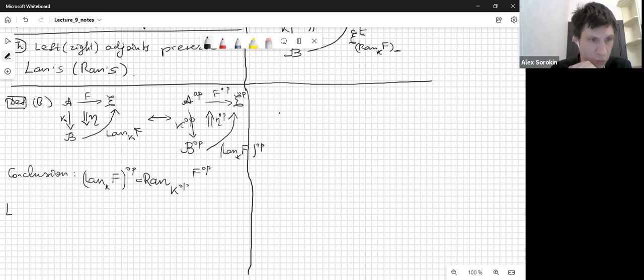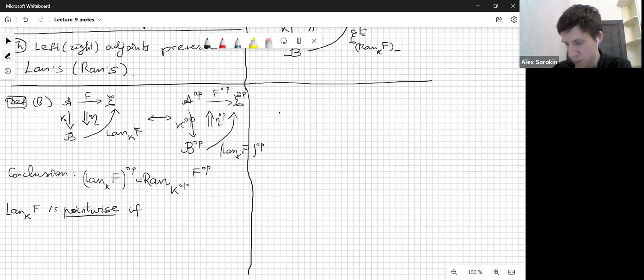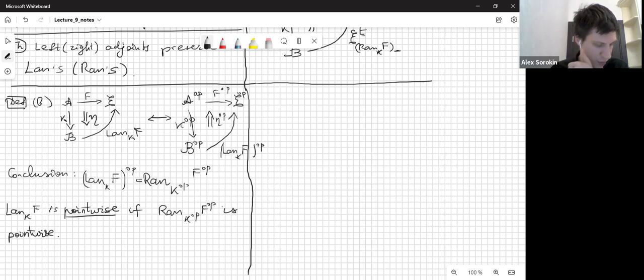what is pointwise left Kan extension. So Lan K F is pointwise if Ran K op F op is pointwise. So we move the situation from the left case to the right case, in the right case we described above.